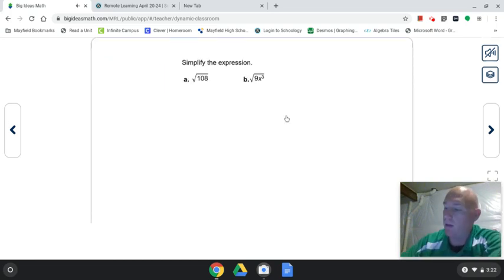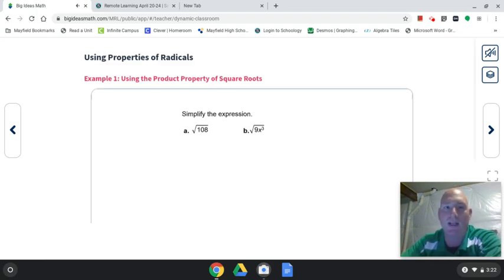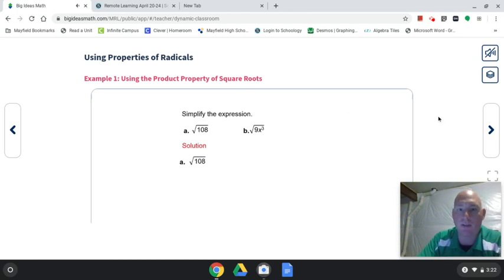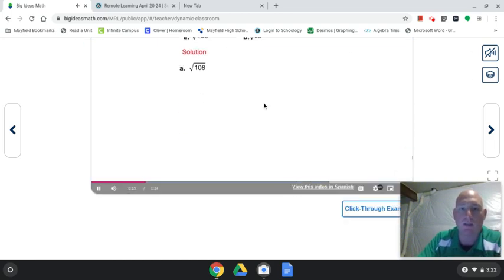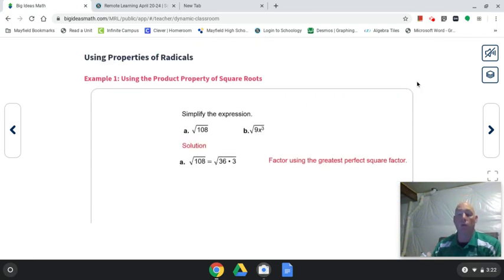So this is where it gets a little bit more difficult, and pretty much I'm just going to explain how to do this. So using the product property of square roots. What you're searching for is, oh, I apologize. I think I hit the wrong button. So now we're really just jumping into how to simplify.